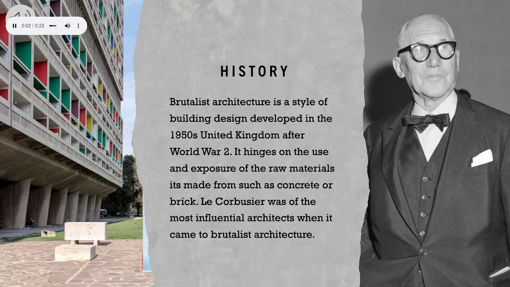Brutalist architecture is a style of building design developed in the 1950s United Kingdom after World War II. It hinges on the use and exposure of the raw materials it's made from, such as concrete or brick. Le Corbusier was one of the most influential architects when it came to brutalist architecture, and is forever known as an icon of modernism.